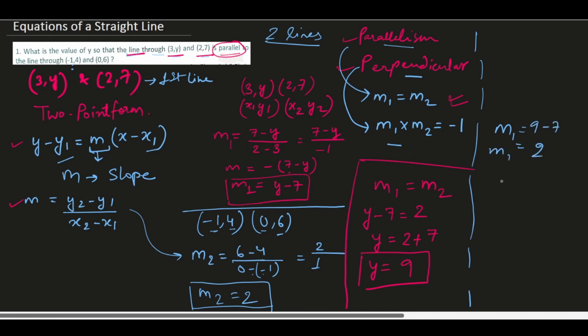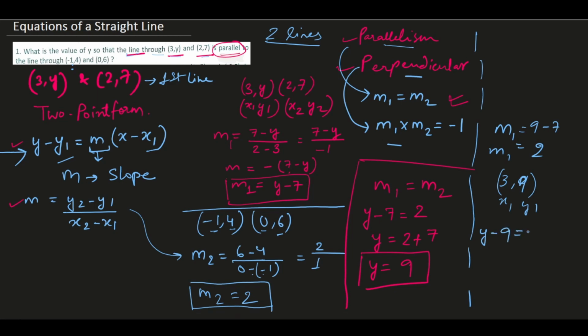So if m1 is equal to 2, and here x1 is 3 and y1 is again the value of y, which is 9. So this is x1 and this is y1. So putting these values in this equation, y minus y1 means y minus 9 is equal to m. What is m here? Calculated it as 2, and x minus x1 means x minus 3. So y minus 9 is equal to 2x minus 6.